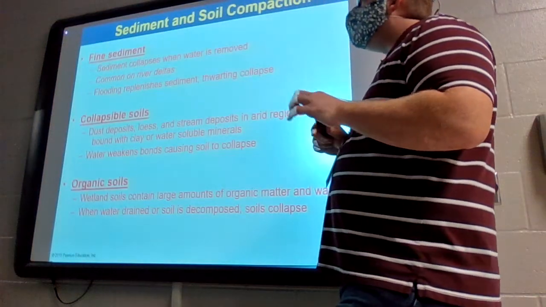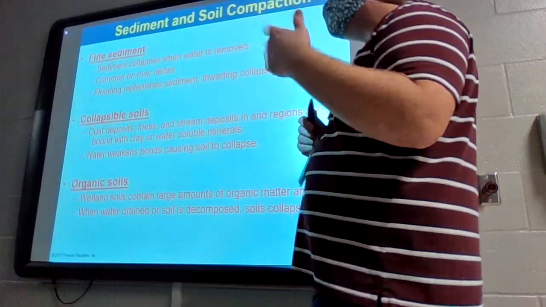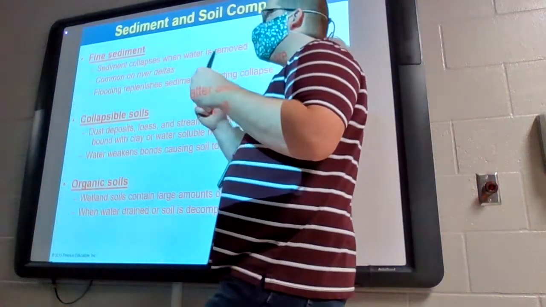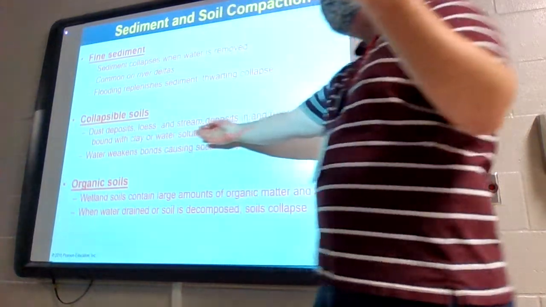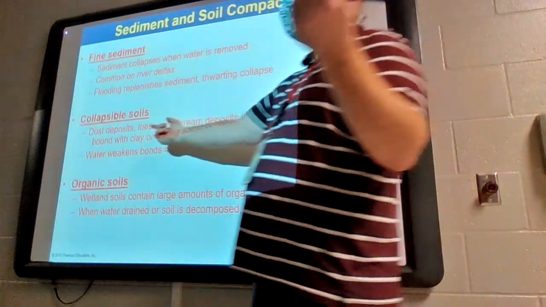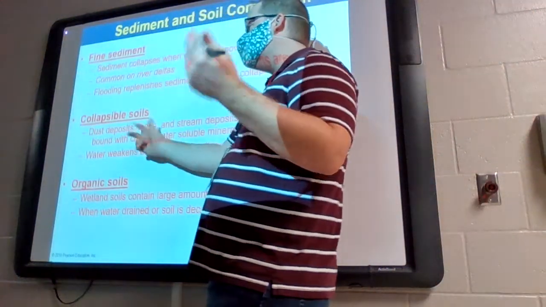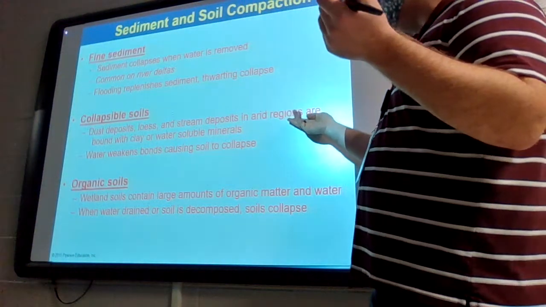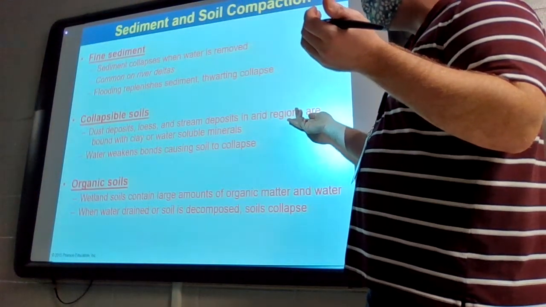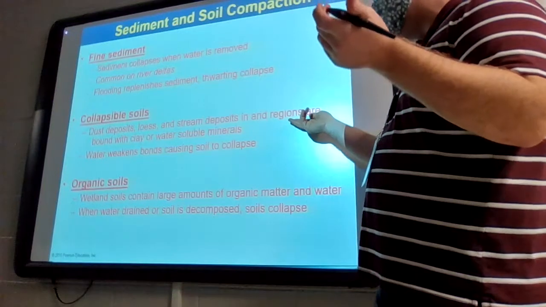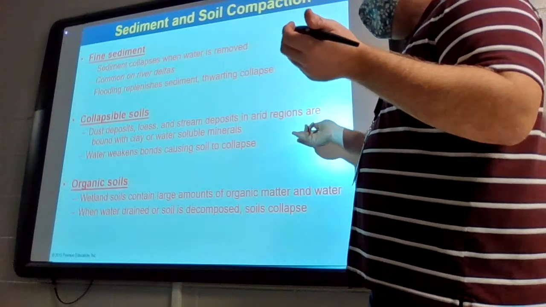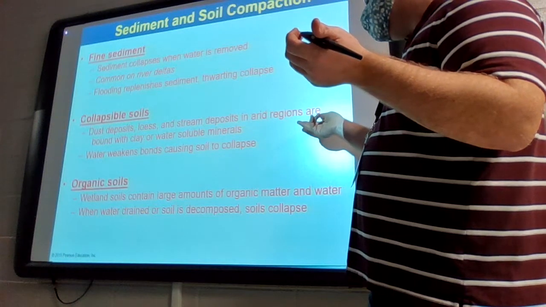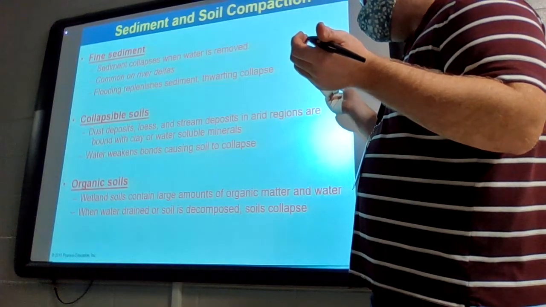Let's see, sediment and soil compaction. So your fine sediment is going to be able to collapse pretty well. Collapsible soils have dust deposits, loess, which is like wind-blown kind of sand and dust. Stream deposits in arid regions are bound with clay or water-soluble minerals. Water-weakened bonds cause the soil to collapse. Organic soils, wetland soils contain large amount of organic water.